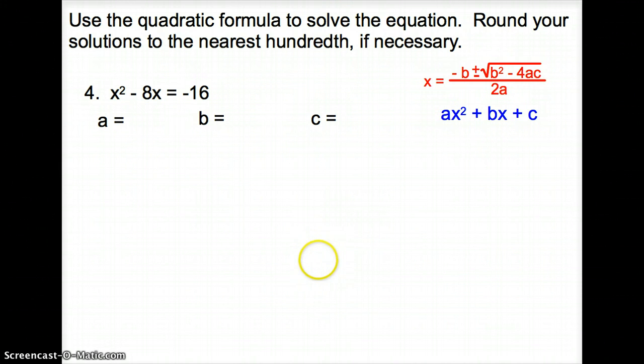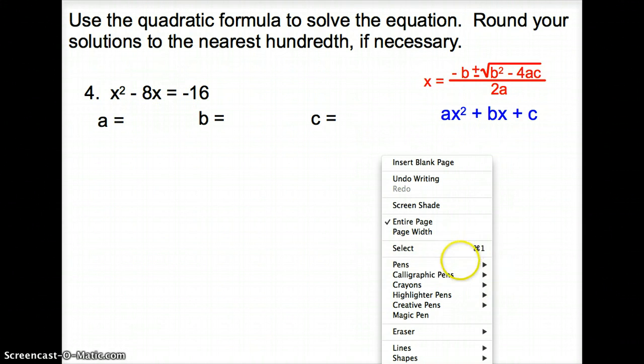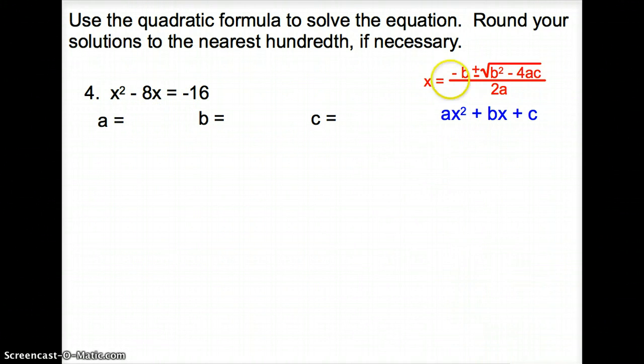Let's try another one. Now we're going to round our solution to the nearest hundredth if necessary. First, we have to look at our equation: x squared minus 8x equals 16. Is that in the form of this blue one over here? It is not. We have to get this 16 over to the other side. How do I get it over to the other side? I subtract it from both sides.